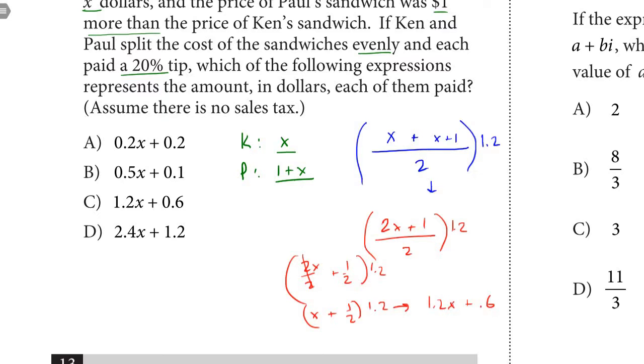You could have really, if you ever got stuck on how do I find half of 1.2, it doesn't matter, because if you look at your answer choices, there's only one where 1.2 is in front of the X. So your answer is C.